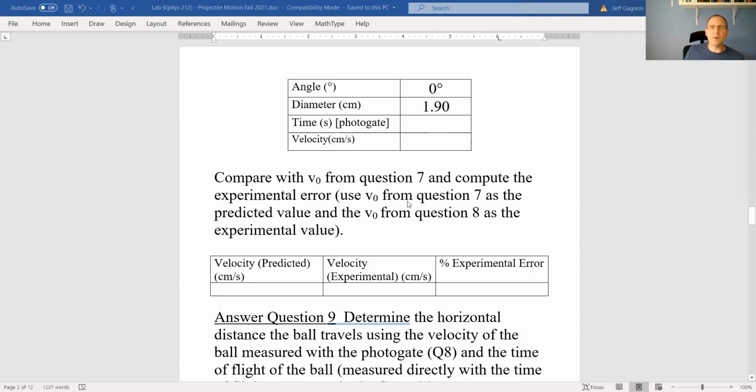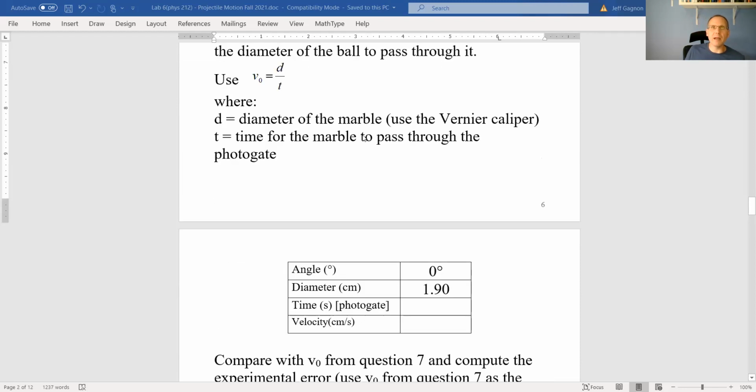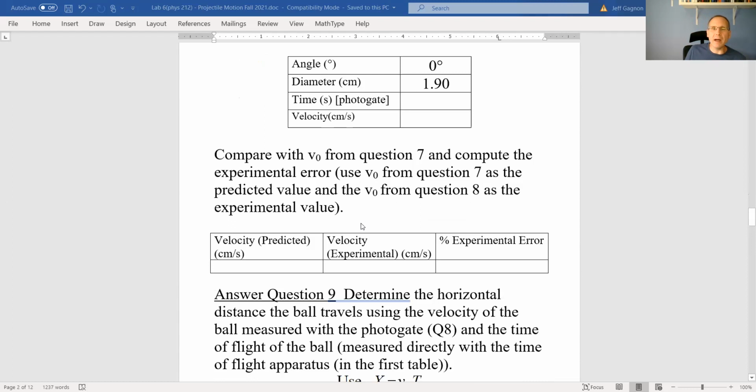So what I want you to do, the rest of question 8 here, is I want you to compare the two velocities. So again, the predicted velocity, this comes from question 7. The experimental velocity comes from here, from question 8, from this table. That'll be the same value, question 8. So compare them by computing a percent experimental error. Now, remember, you always divide by the predicted, the one that we're calling predicted.